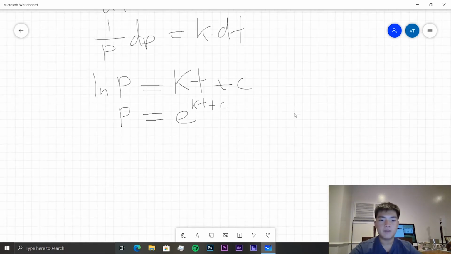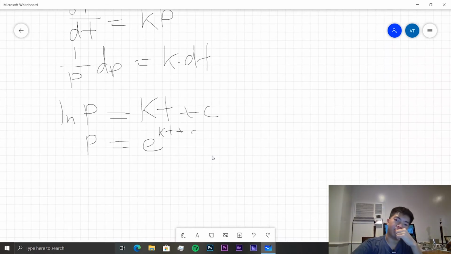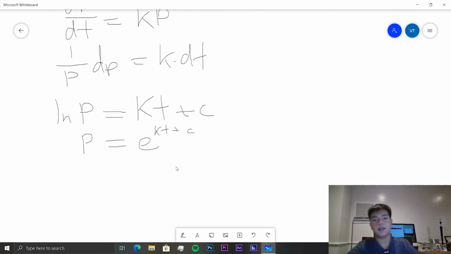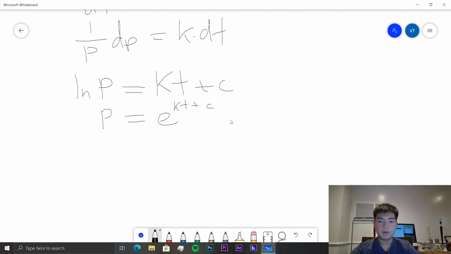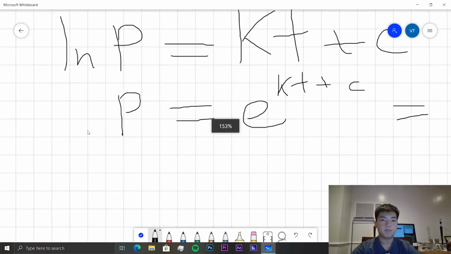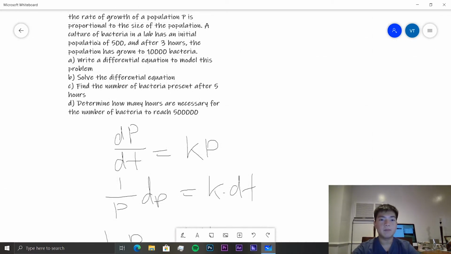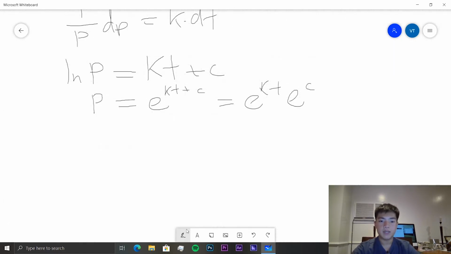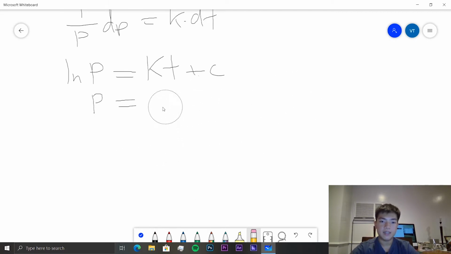Initial population of 500. So when t is 0, actually, okay, no, this is correct. But we can also rewrite this as e to the kt times e to the c. So when time is 0, population is 500. So we get that e to the c is equal to 500. So we can simply rewrite this as 500 e to the kt.